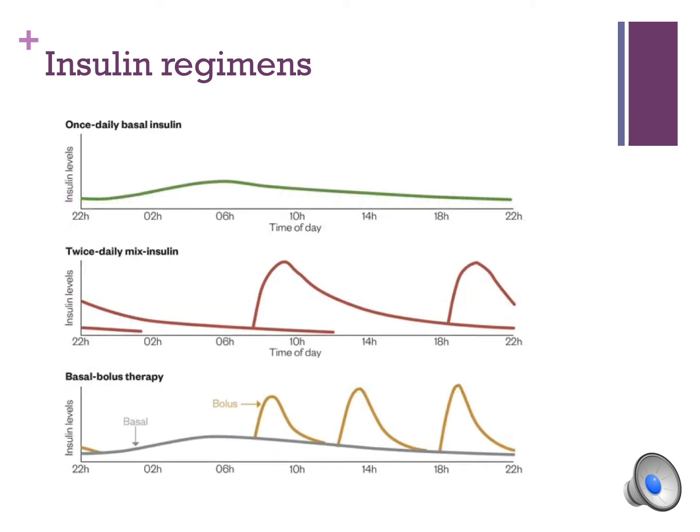So this slide shows the different insulin regimens and the insulin coverage that each regimen provides. As you can see from the red graph, which shows twice daily mixed insulin, it provides reasonable insulin coverage, but it doesn't cover the lunchtime dose as well as the basal bolus therapy. And therefore, basal bolus therapy is generally preferred over twice daily mixed insulin.